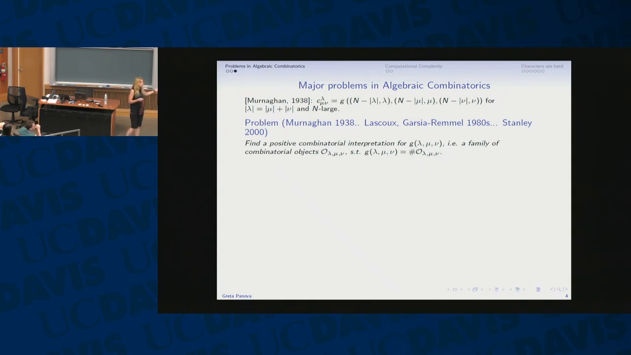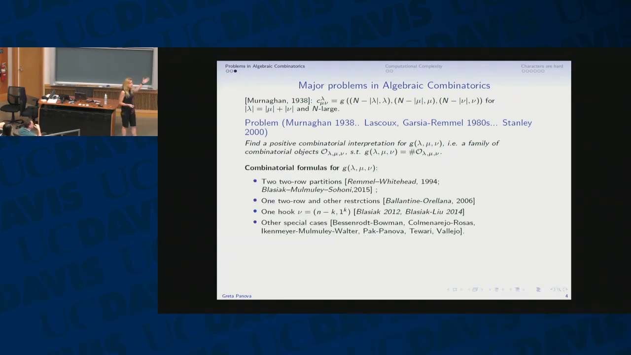So what do we know for the Kronecker? Not much. I just list here a bunch of results, but they are very, very special cases. And the list hasn't been updating much recently, unfortunately. The same question holds for the plethysm coefficients. Again, what do they count? We don't know.